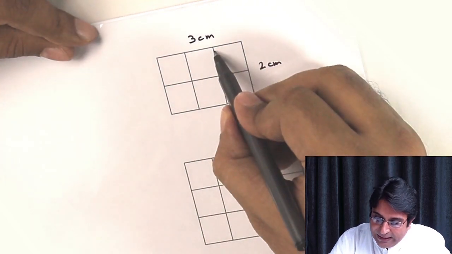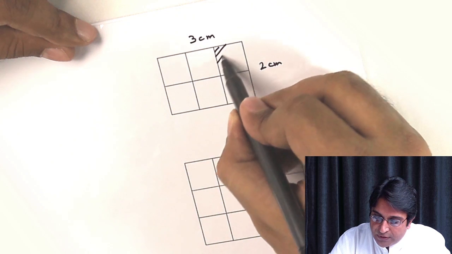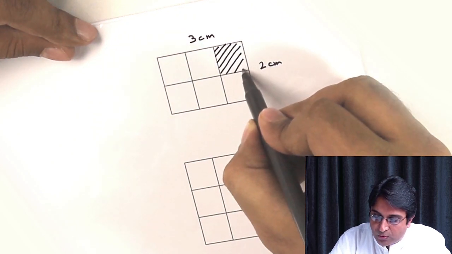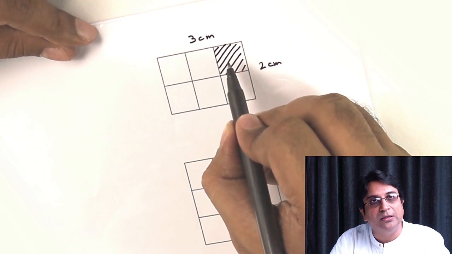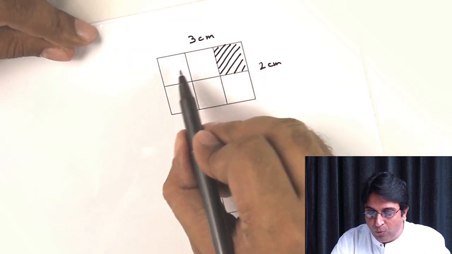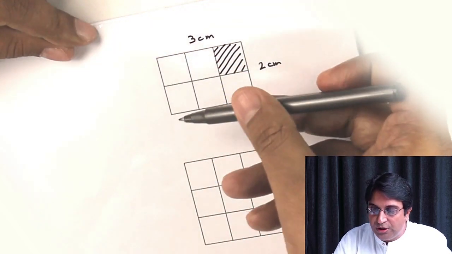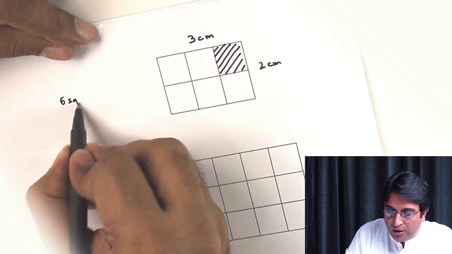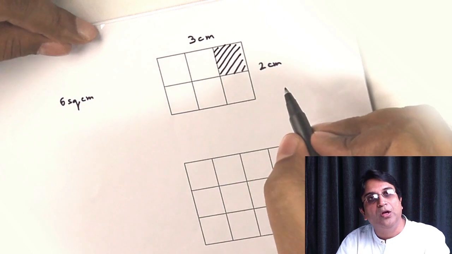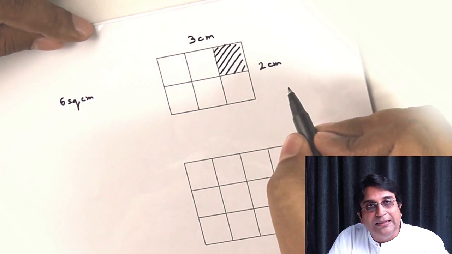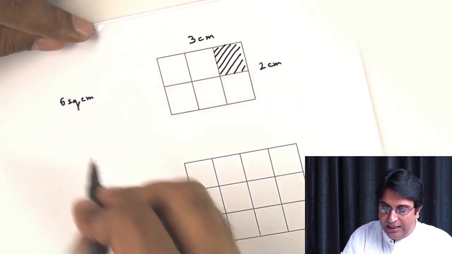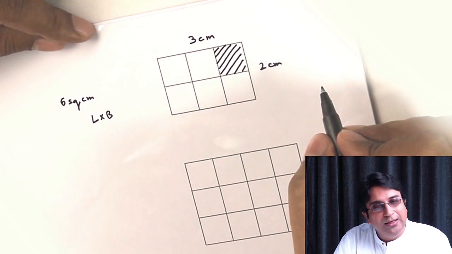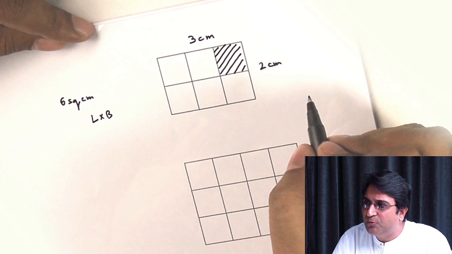Now we know that the area captured by any one of these squares, let's say this one, is 1 square centimeter. Now how many such squares are there? 1, 2, 3, and there are 2 such rows, is it not? So the area of this is going to be 6 square centimeters. Of course, you know that the area of a rectangle is length times breadth. Have you thought why? Why is the area of a rectangle length times breadth?